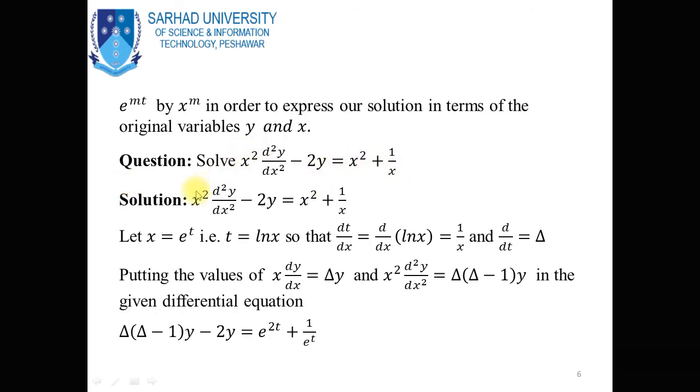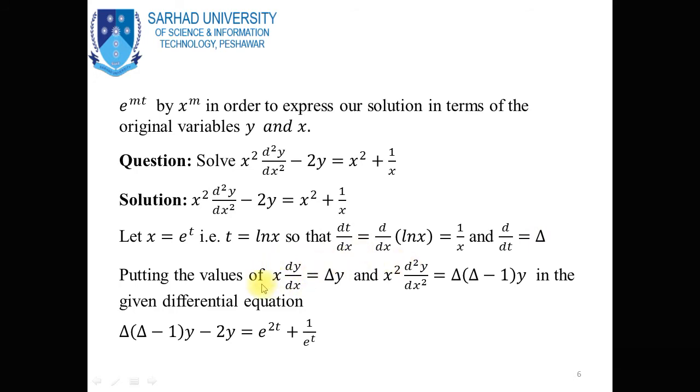Now x square d square y divided by dx square minus 2y is equal to x square plus 1 over x. Putting x is equal to e power t, using this substitution, that is t is equal to log of x, so that dt by dx is equal to 1 over x and d by dt is equal to delta.